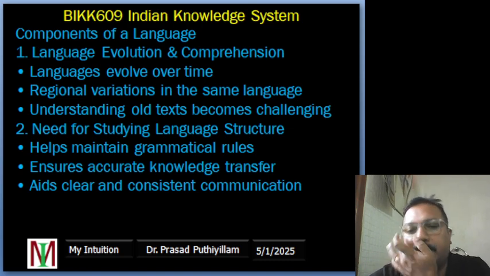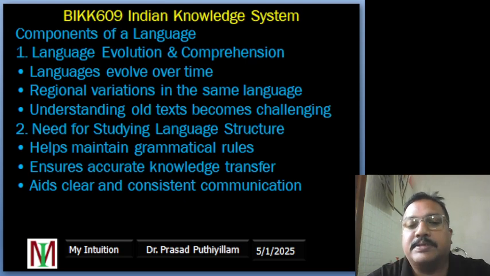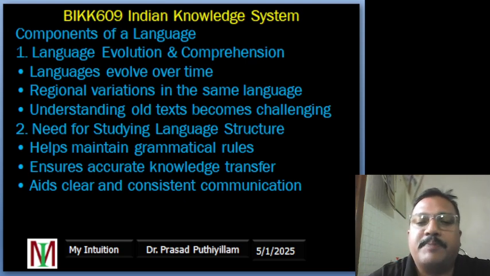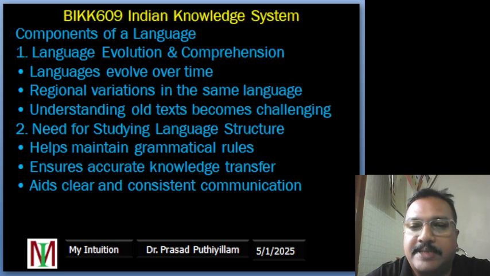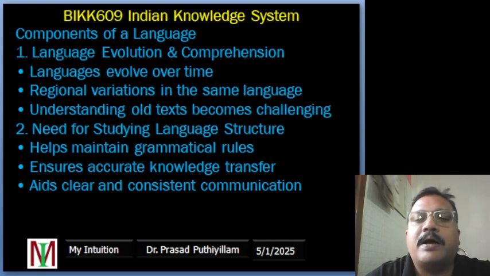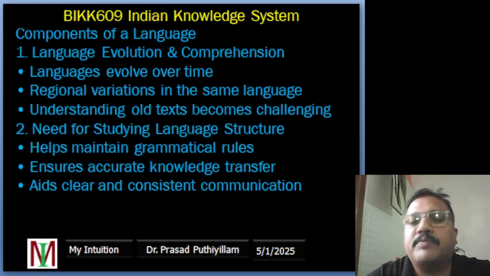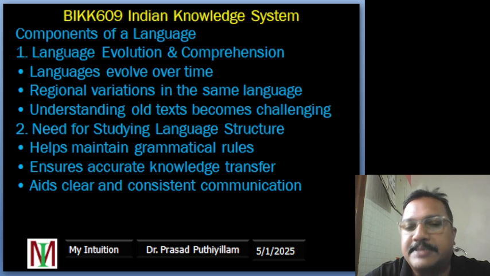The same thing happens in other languages also. For example, the ancient texts written in Sanskrit, like the Ramayana or Mahabharata, can be very hard to read even for those who know modern Sanskrit, because the words and the styles are old and they are not in regular use.